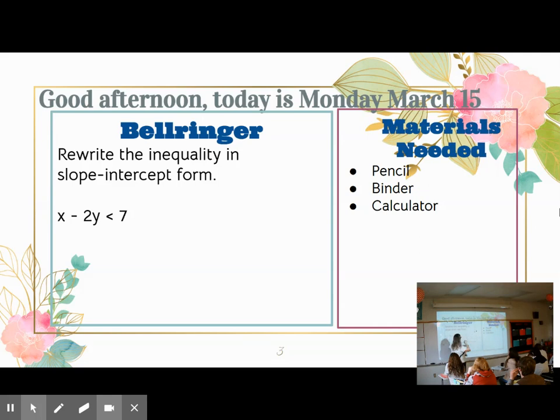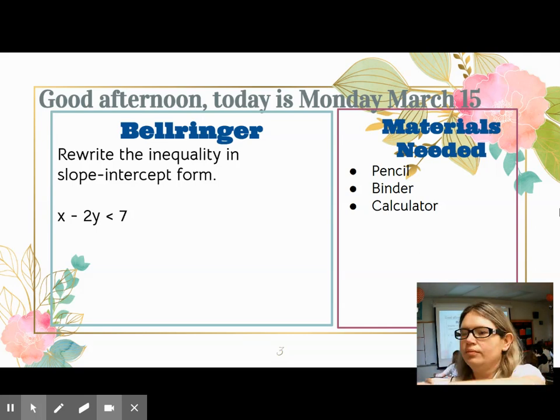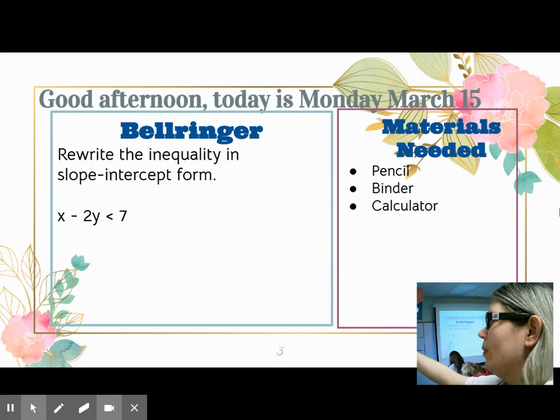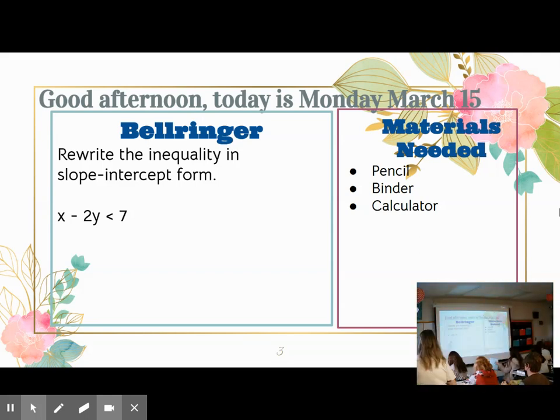Okay. All right, you can put your bell ringer away. We are going to take notes, and we are starting on systems of inequalities. Could I get someone to check for me and tell me what page of notes this will be? 29? Okay, thank you. So this is going to be page 29 of your notes. 28 is probably 6.1, Systems of Inequalities.